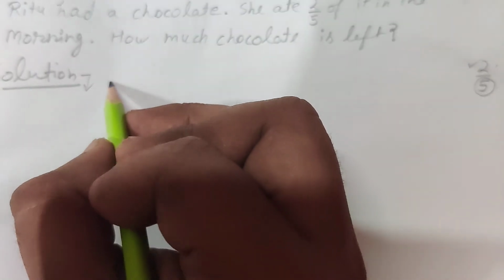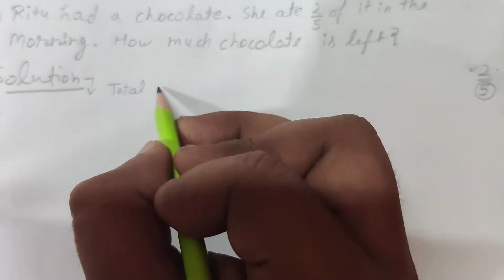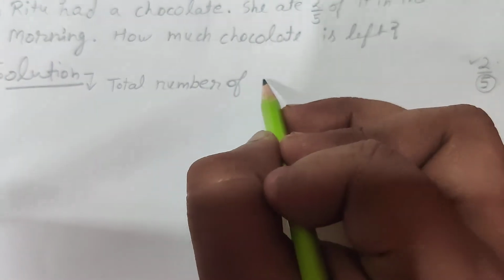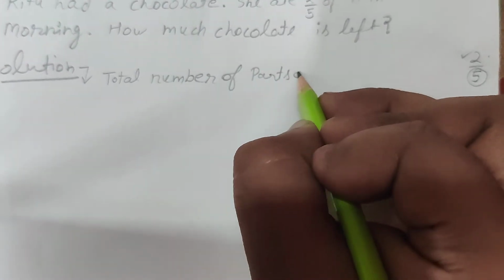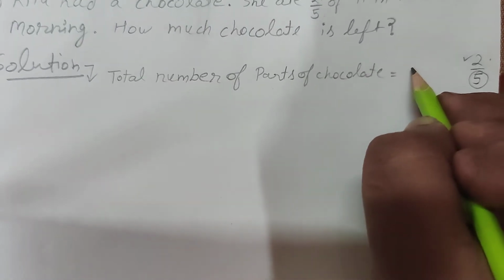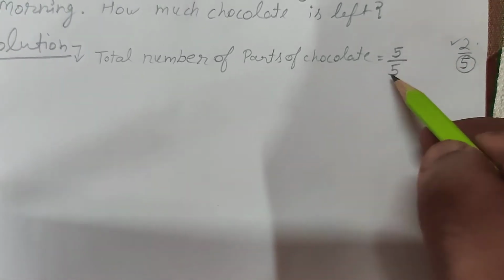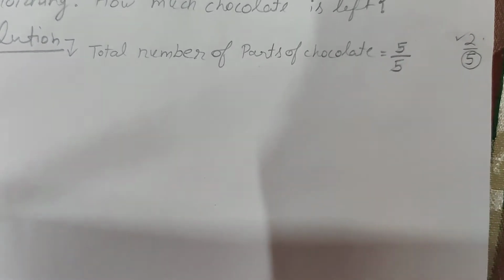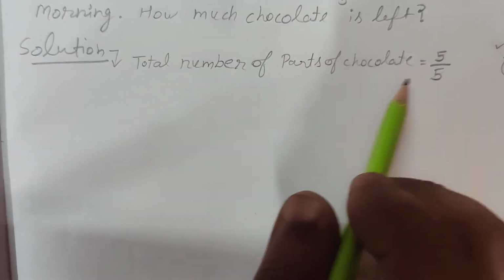So here we have to write: total number of parts of chocolate is equal to 5/5. That is the total. If we divide 5 by 5, we get 1 whole chocolate, the total chocolate. The total number of parts of chocolate is equal to 5/5.